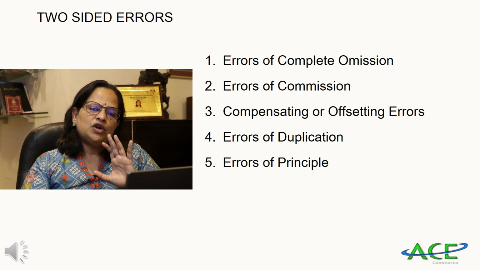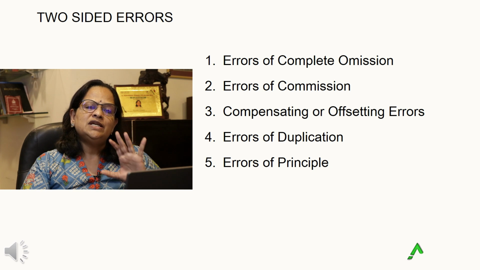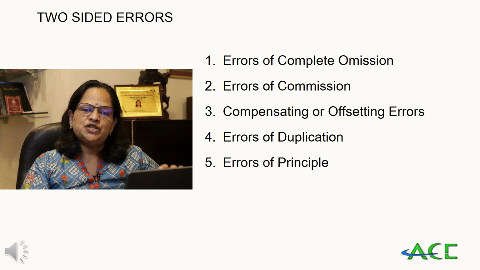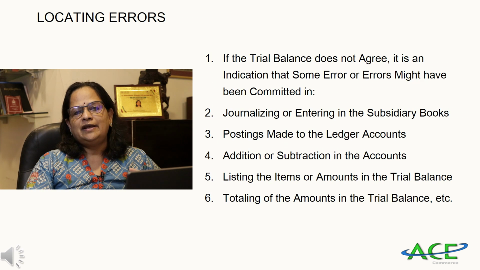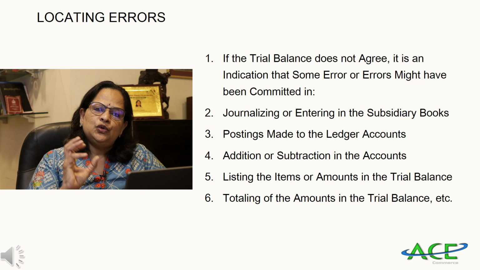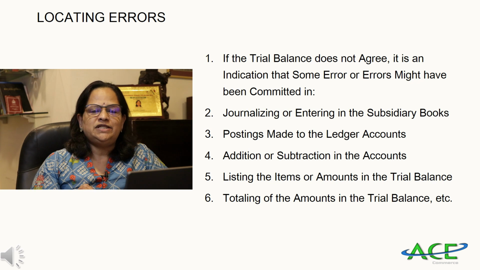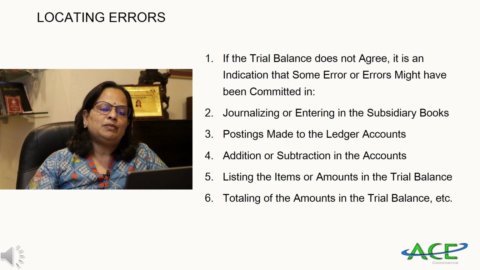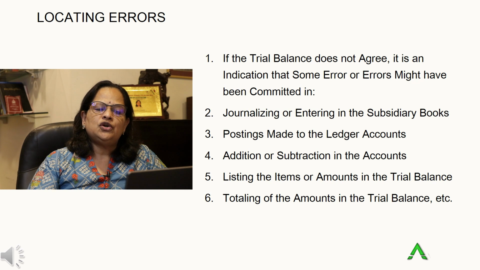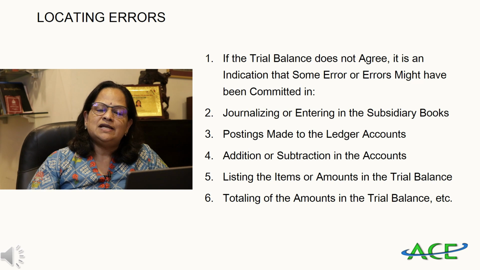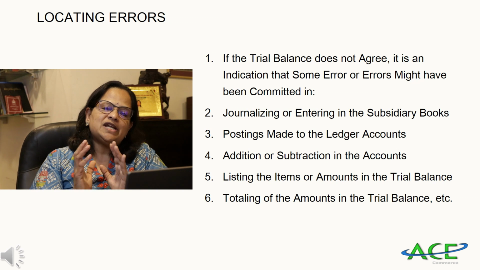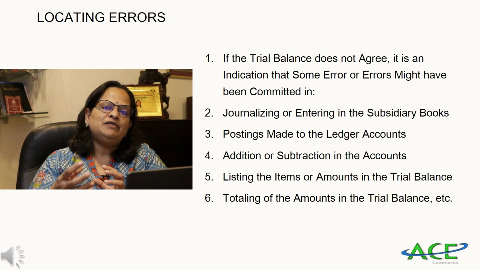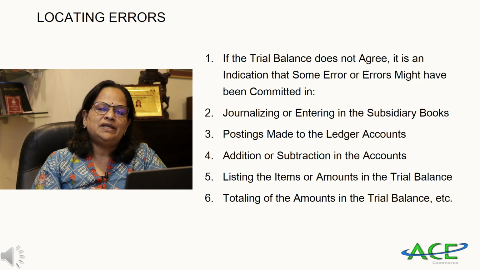So now we have learned what is one-sided error and what is two-sided error, and the situations under which you can get one-sided errors and two-sided errors. Now the next question is, you know that there are errors, how do you locate them? The first point you have to remember is that if the trial balance does not agree, it's an indication that some error or errors might have happened in the books of accounts. So trial balance will not tally.